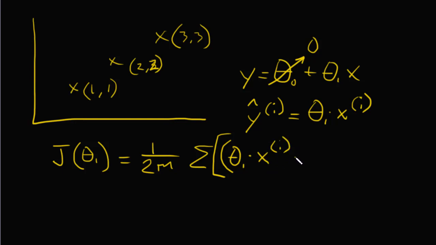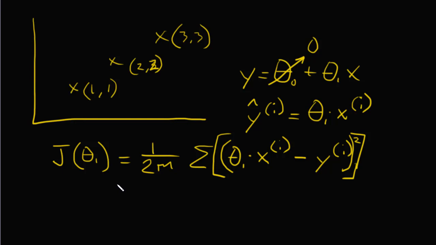That value minus the actual y value, yi, and I need to square that and bracket it. Okay, so this is going to be our new cost function that we're going to use for evaluating all the different values of theta 1. Now, the next thing we're going to do is going to seem a little strange.